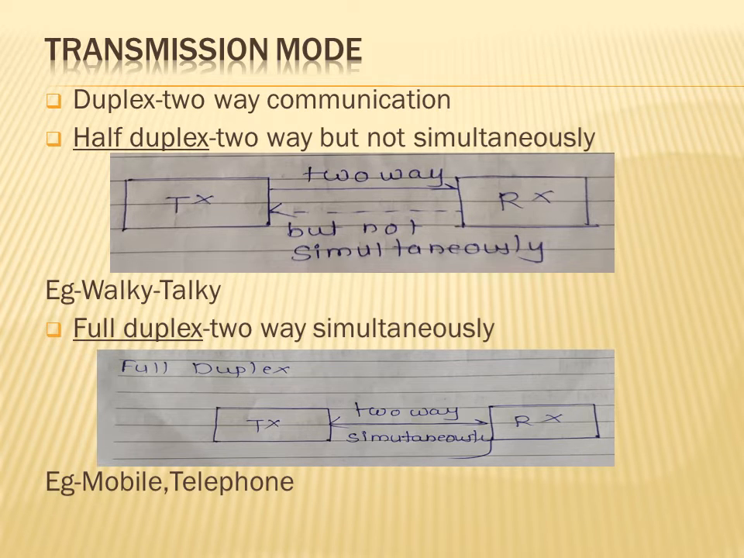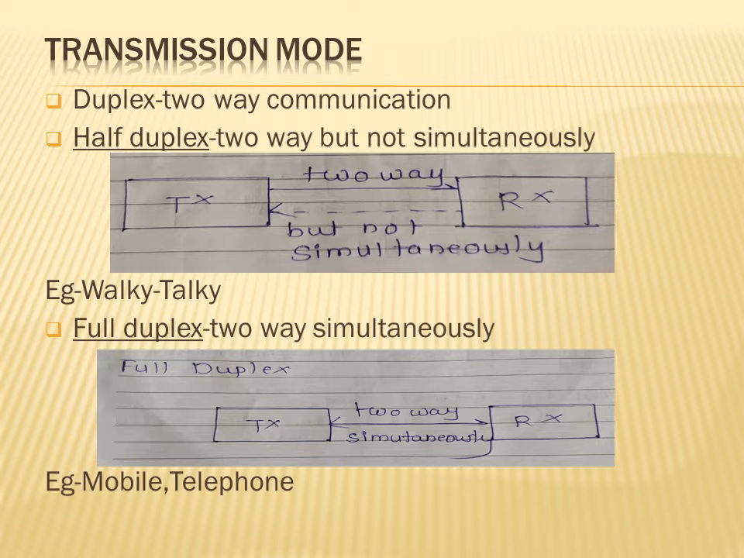So what is duplex? Duplex is two-way communication. It is divided into two types, half duplex and full duplex. Half duplex is two-way communication, but data transfer does not take place simultaneously.